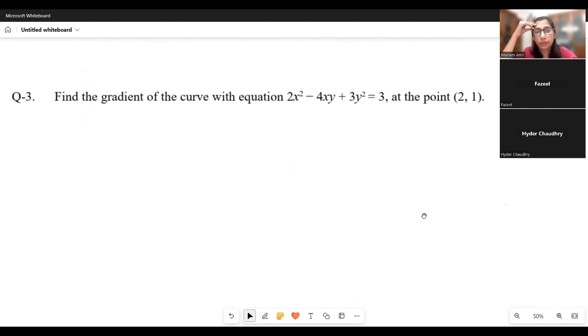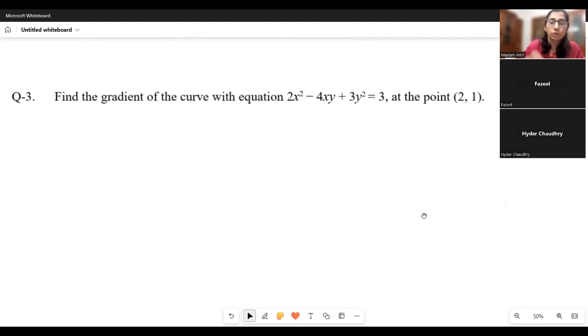अच्छा, अब हमने क्या करना है? Find the gradient of the curve with this equation 2x squared minus 4xy plus 3y squared equals 3. अब ये इम्प्लिसिट इक्वेशन है. इम्प्लिसिट इक्वेशन क्या होती है? जिसमें आप y को सब्जेक्ट नहीं बना सकते. अगर y सब्जेक्ट बन जाता तो हम आराम से कर लेते dy over dx. But since it has a y term as well as a y squared term, we cannot make that subject.